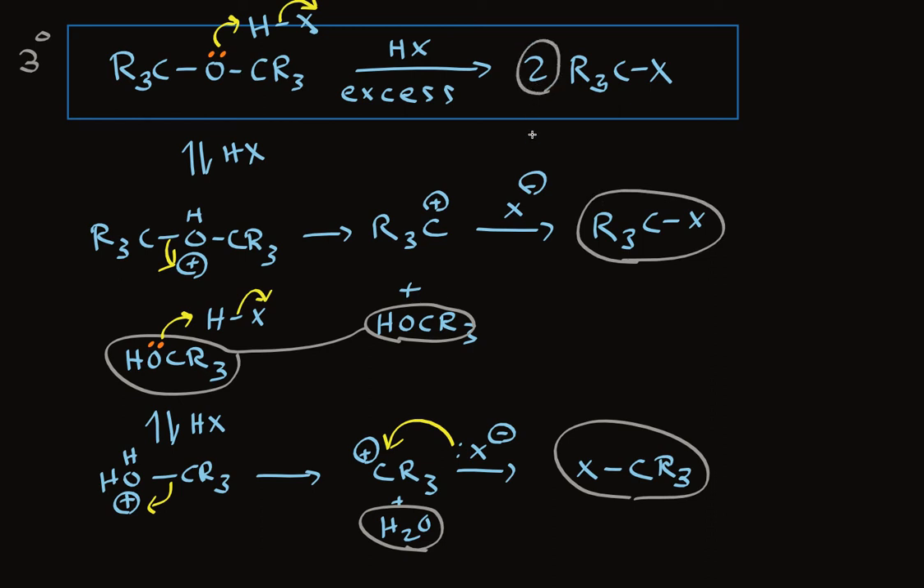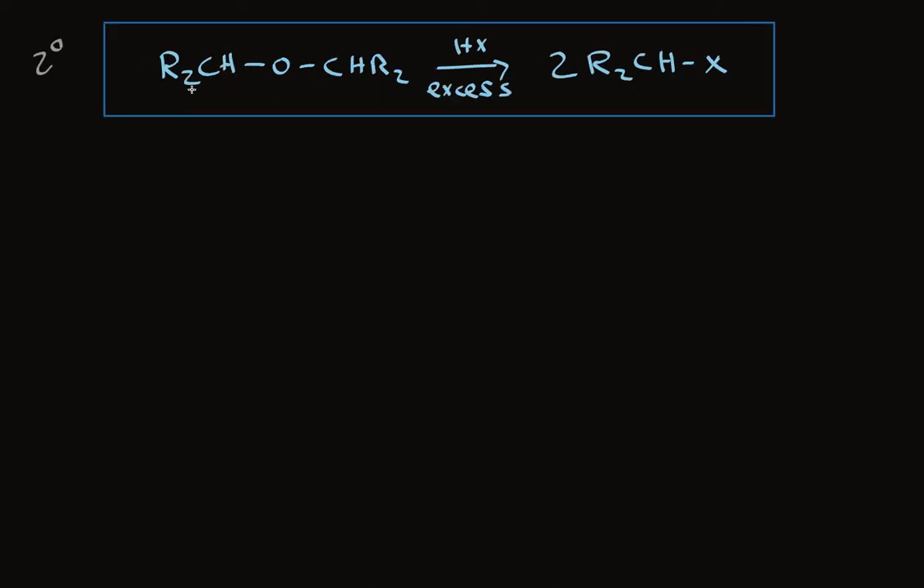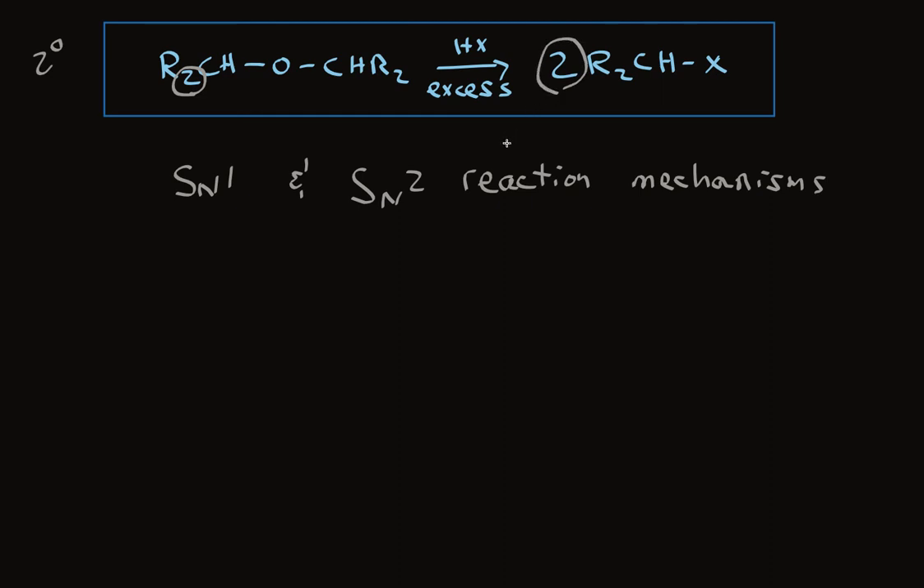Okay, so we looked at primary ethers, we looked at tertiary ethers. What about secondary ethers? Now we've got 2 alkyl groups attached to the carbon, and this complicates things because you may recall that secondary carbons lose leaving groups in both SN1 and SN2 reactions. So we can expect a mixture of both. And the exact structure will determine whether there's a lot more of SN1 or a lot more of SN2. But in any case, the result is the same. We treat a secondary ether with HX, and we make 2 moles of the secondary alkyl halide.